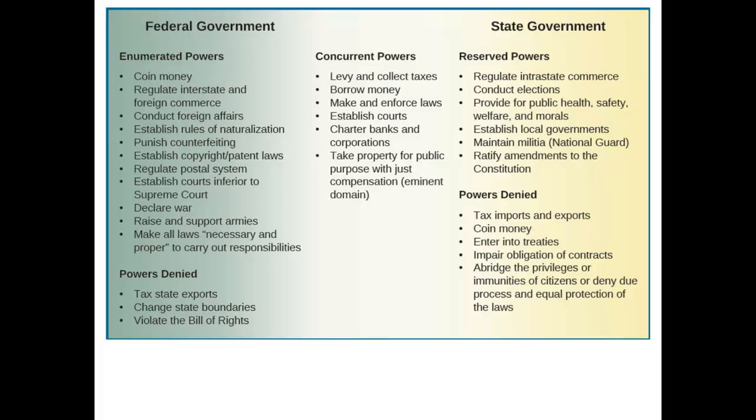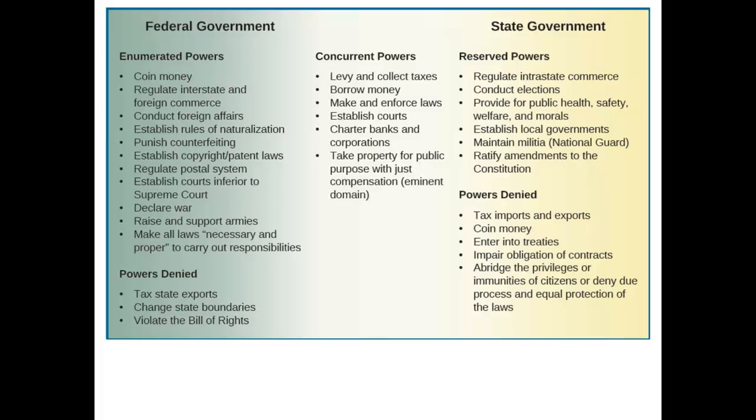So on the federal government side, you can see enumerated powers. These are powers that are laid out specifically in Article 1, Section 8 that we looked at earlier in the semester. They are powers directly given to the federal government. And as we talked about, it was done to make sure that the federal government had sufficient power to solve problems that the government under the Articles of Confederation could not. Now, there are some powers denied to the federal government in the Constitution, and those are listed at the bottom of that column.